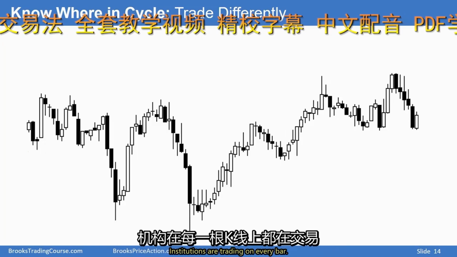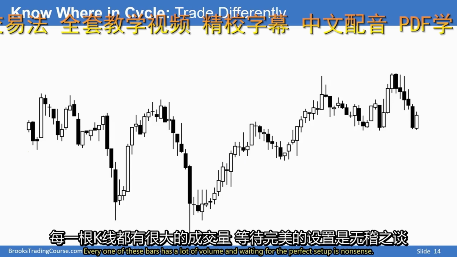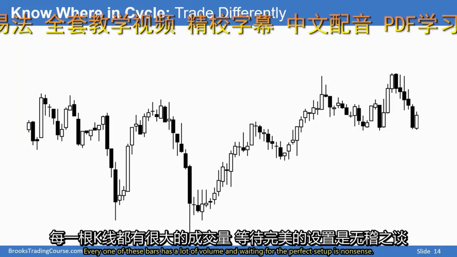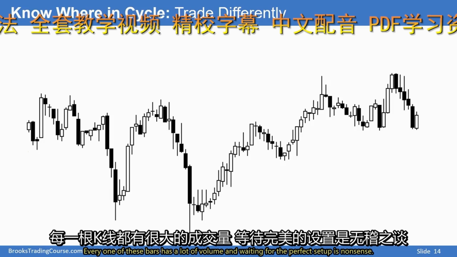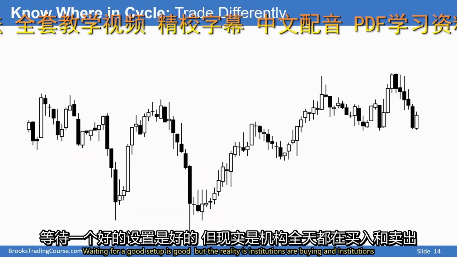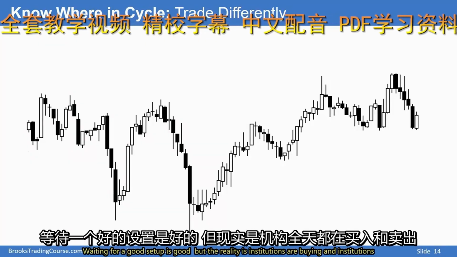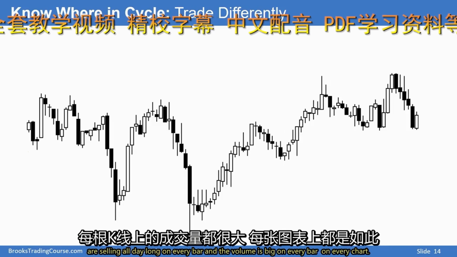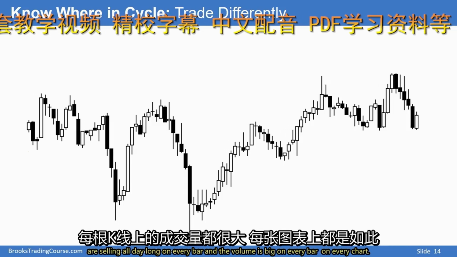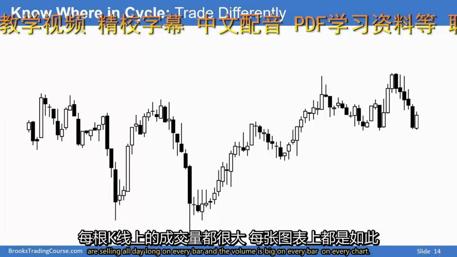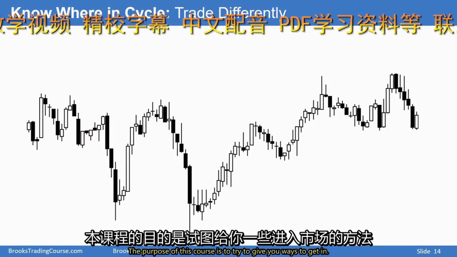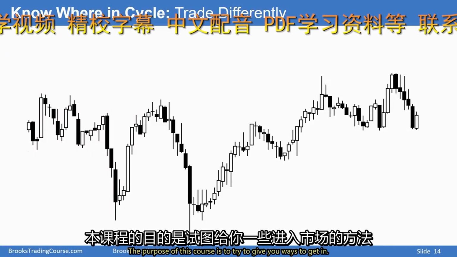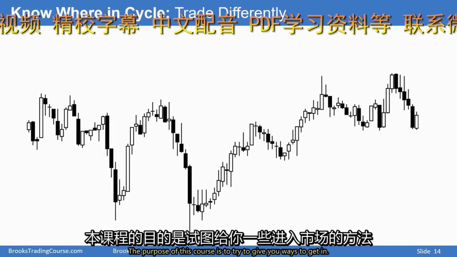Institutions are trading on every bar. Every one of these bars has a lot of volume. And waiting for the perfect setup is nonsense. Waiting for a good setup is good, but the reality is institutions are buying and institutions are selling all day long on every bar, and the volume is big on every bar, on every chart. And the purpose of this course is to try to give you ways to get in.